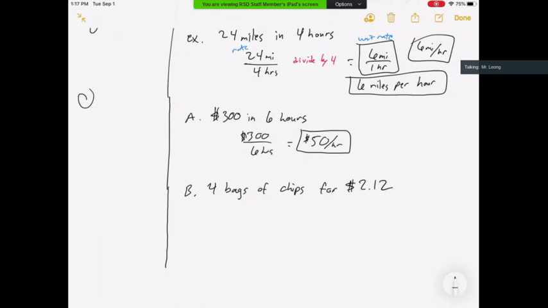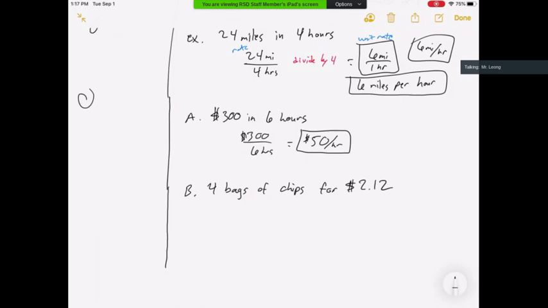Think about it this way, okay? If you get 1.88, does it make sense for 4 bags to cost $2.12, but 1 bag to cost $1.88? Does that make any sense? No, right? I'm not going to pay $1.88 for 1 bag if I can get 4 for $2, right? So it's got to make sense, okay? You have to look at the answer. Don't just do the math.